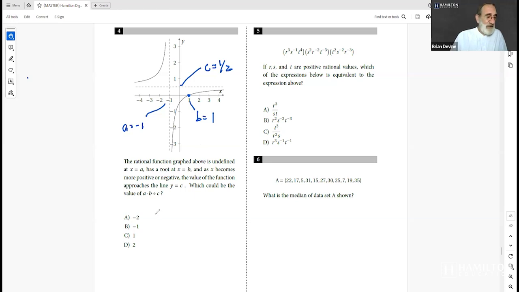And so I had to find a times b divided by c. So a times b divided by c is going to be negative 2. So A is the answer.